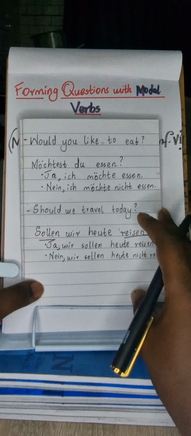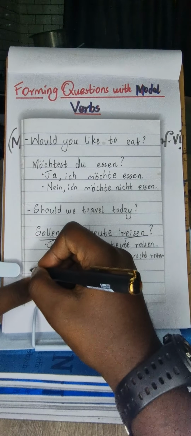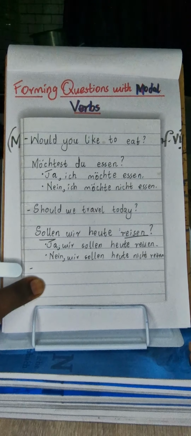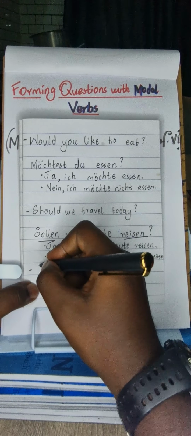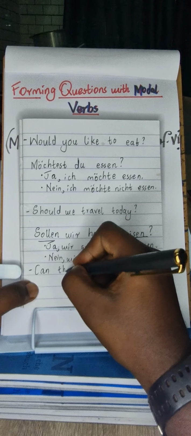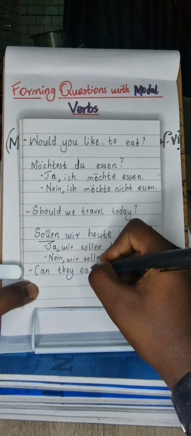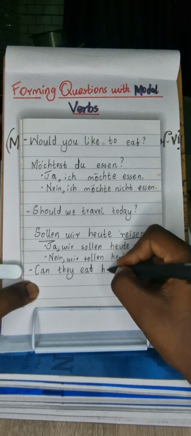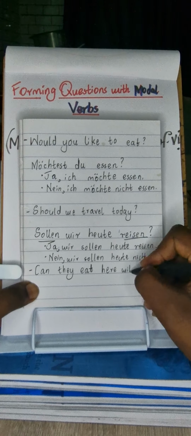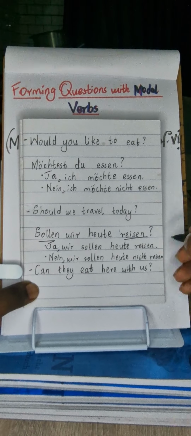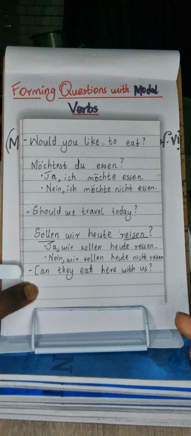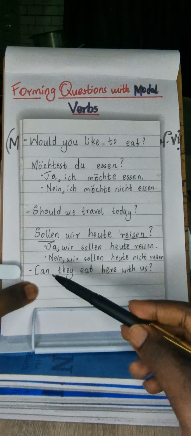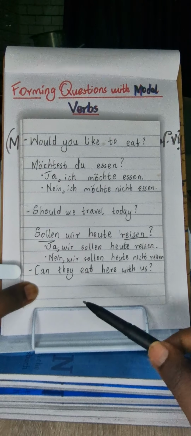So I want to give you the following questions to try. Kindly ensure that after you've tried, you share it in the comment section, because I want your fellows also learning German to be able to learn from your examples, right? So go ahead and form examples with the following. How would you say, can they eat here with us? Now, as you're forming the examples, kindly take note to ensure that the verbs are conjugated appropriately, and the other verb comes at the end. Can they eat here with us? I would really love to see how you'd say this.